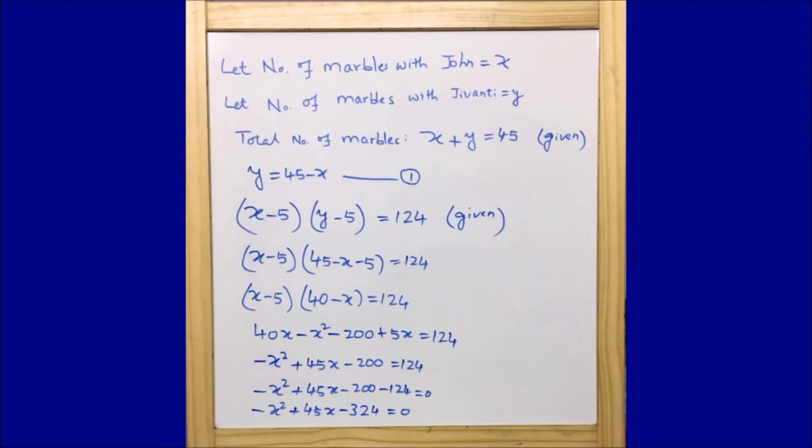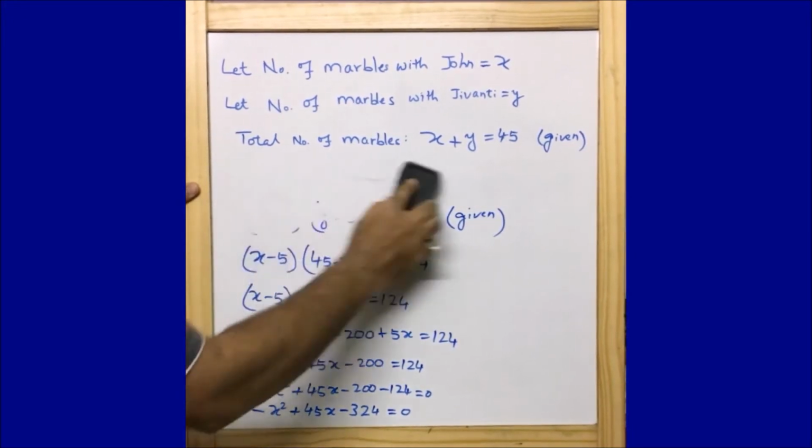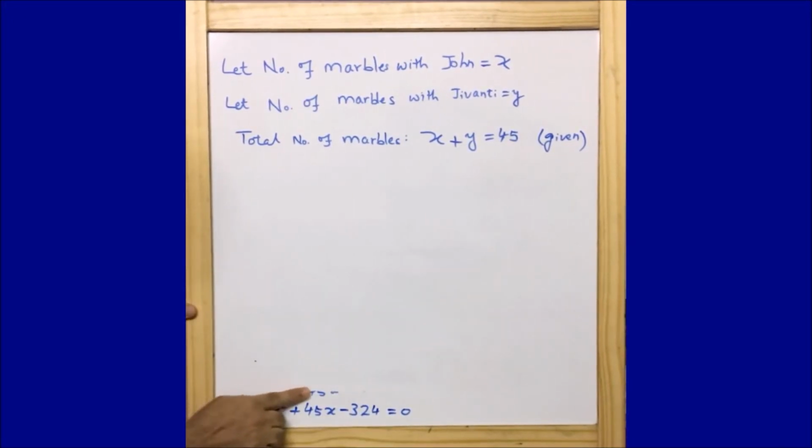Now let me just erase this. The final equation that we got here is minus x square plus 45x minus 324 is equal to 0. Now let me just eliminate this minus.